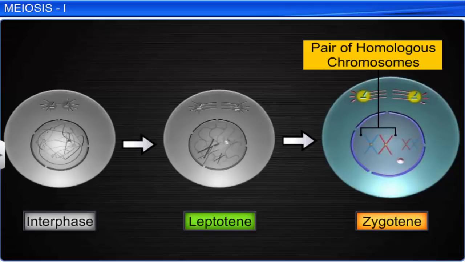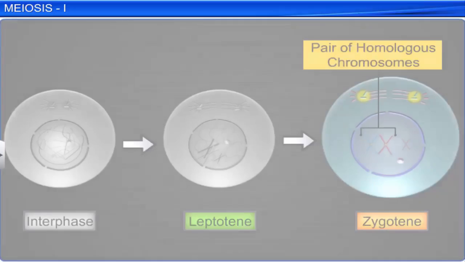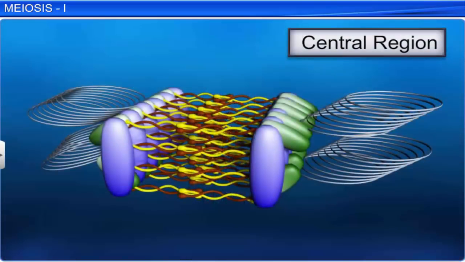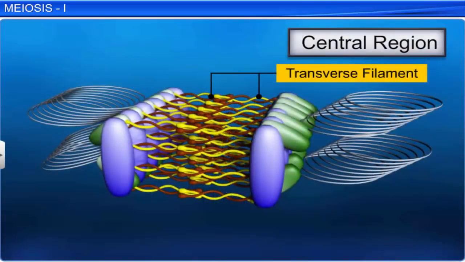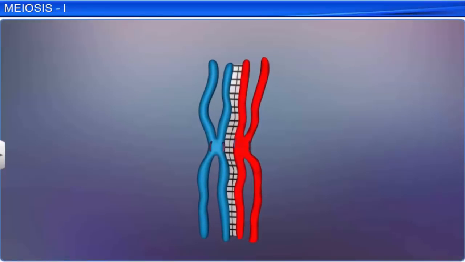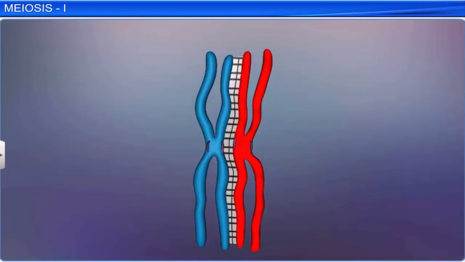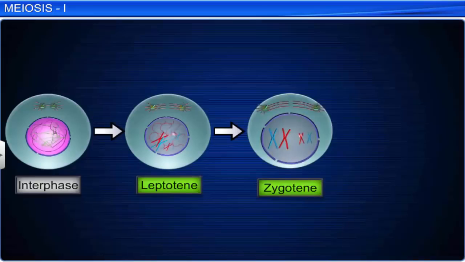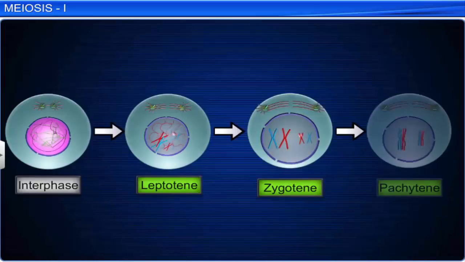During this process, a complex structure known as a synaptonemal complex is formed. This complex structure consists of a pair of synapsed homologous chromosomes called a tetrad or a bivalent. The zygotene stage is followed by the pachytene stage, during which the bivalent chromosomes are clearly visible as tetrads.